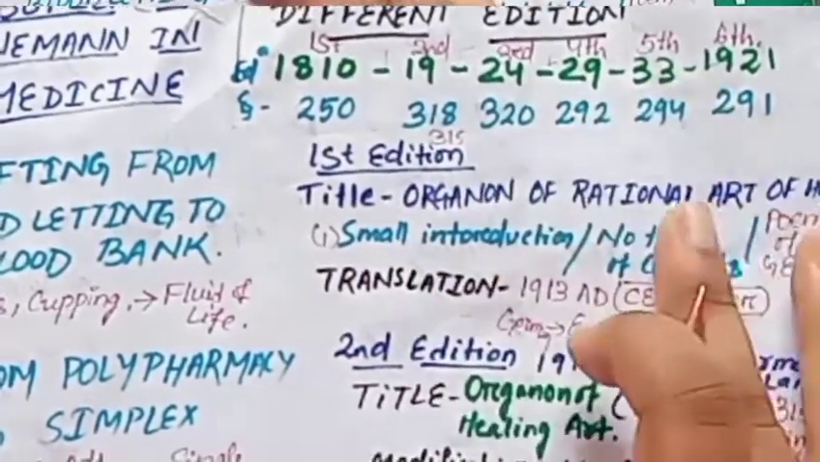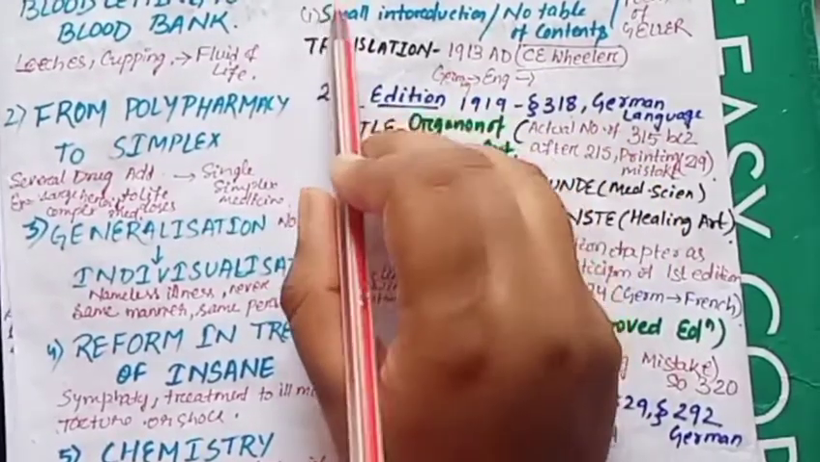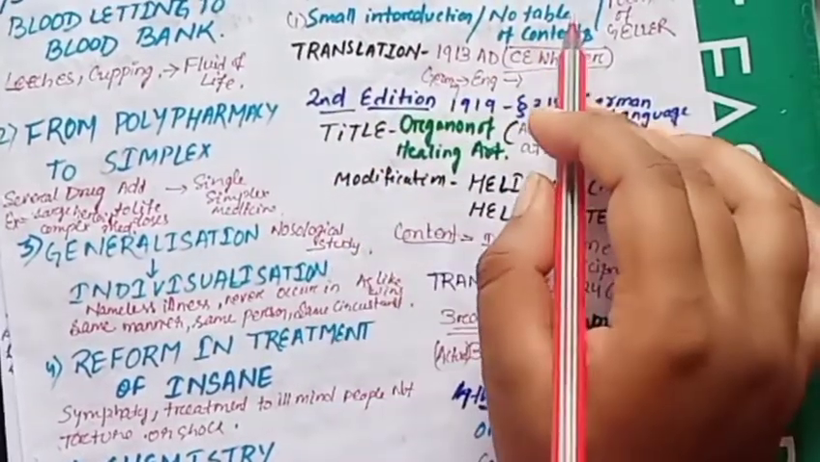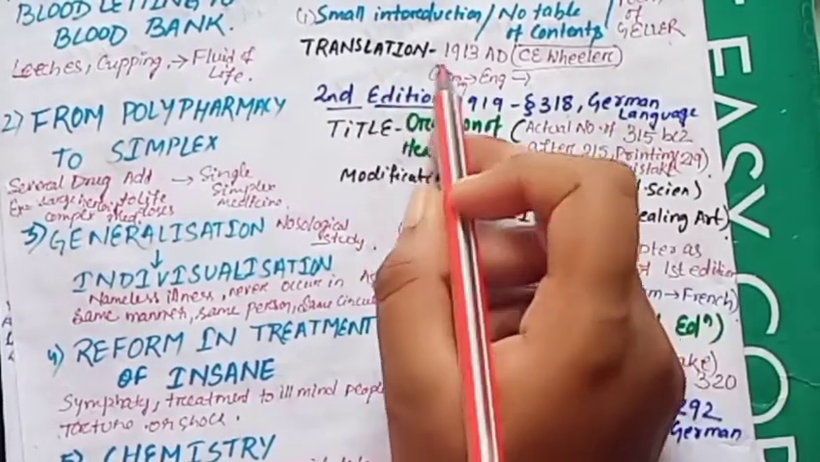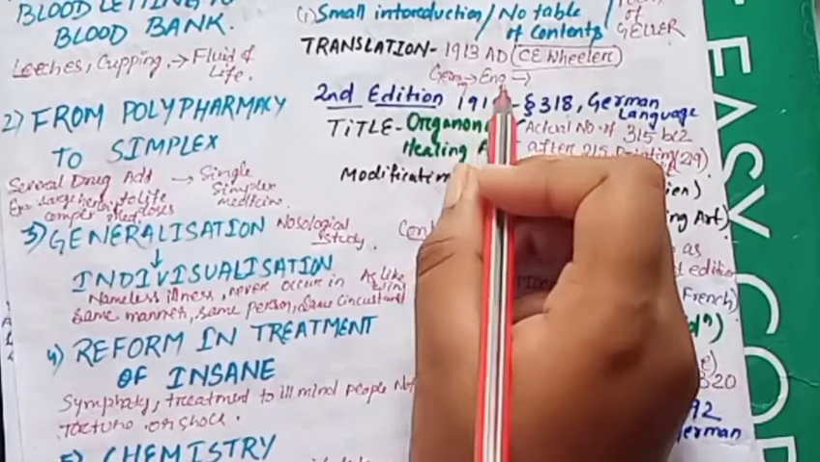In this way we give a brief of the editions and their content. The first edition title is Organon of Rational Art of Medicine. There is a small introduction, no table of contents, and Dr. Hahnemann introduced a poem of Gellert. This edition was translated by C.W. Wheeler in 1913 from German to English.